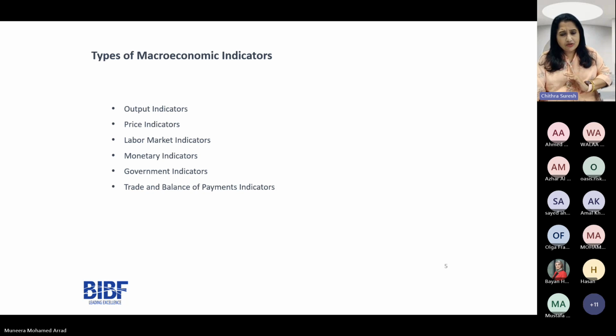Okay, so let us first explore the output indicators. What are output indicators? These are the metrics that measure the production and output of goods and services in an economy. At the top of this list is GDP, or the gross domestic product. Yes, GDP is the heavyweight champion of economic indicators.